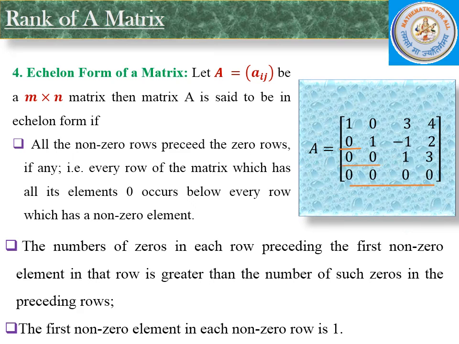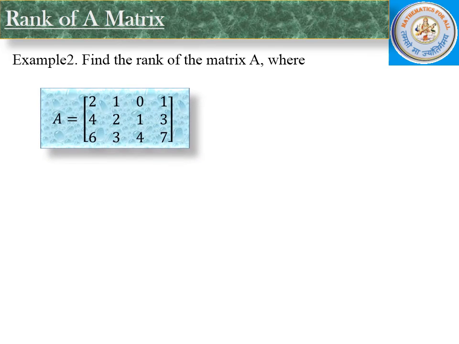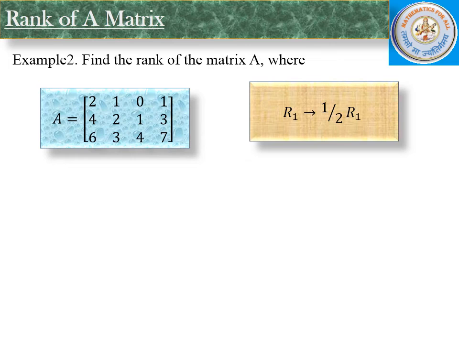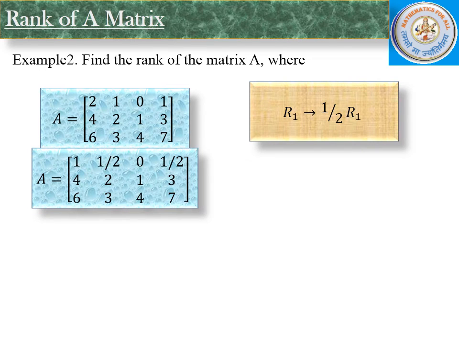Now let's see one example to find the equivalent form of a matrix. Suppose we are given this rectangular matrix whose first row is 2 1 0 1, second row is 4 2 1 3, and third row is 6 3 4 7. What we do here is make the first element of the first row 1. It is 2, so we divide by 2 to make it 1, and similarly for the rest of the first row. So it becomes 1, 1 by 2, 0 and 1 by 2.